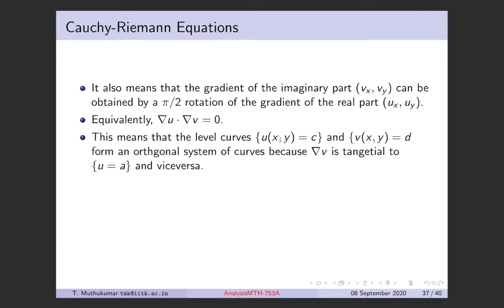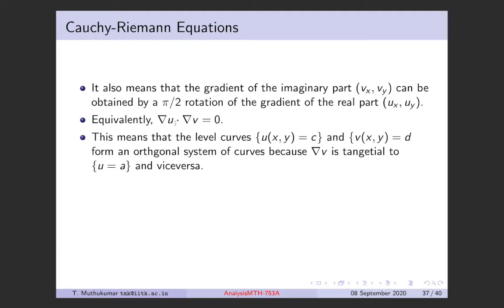So the graph of u is in R3. What you are saying is you fix a c in the range, and you look at all xy in the domain for which this happens. That's going to trace some curve in the complex plane, so that's why it's called a level curve. The normal to this level curve is the gradient of u.